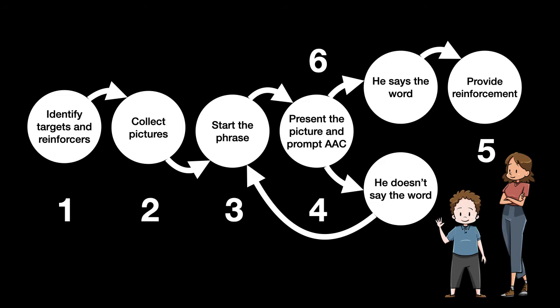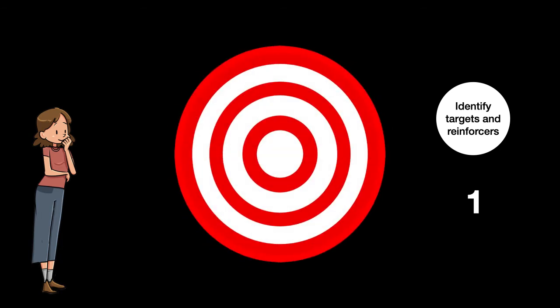Try up to 3 times. If he still doesn't say the word or use his alternative communication, try something he does know how to do so you can give him a reinforcer.